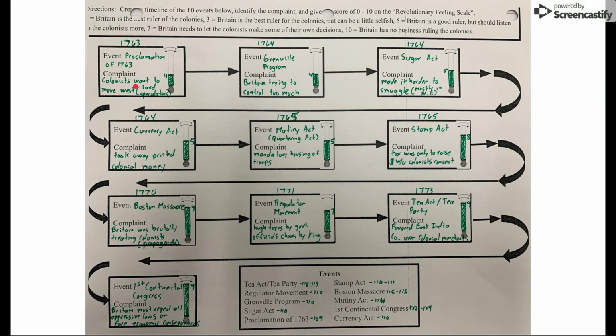make money on later. So we have the Grenville Program, which includes the Sugar Act and the Currency Act. These are all laws where Britain is trying to control the colonial economy more because they have that debt to pay off from the French and Indian War. So the Sugar Act makes it harder for the colonists to smuggle, although it affects mostly New England. And the Currency Act kind of takes away printed colonial money.